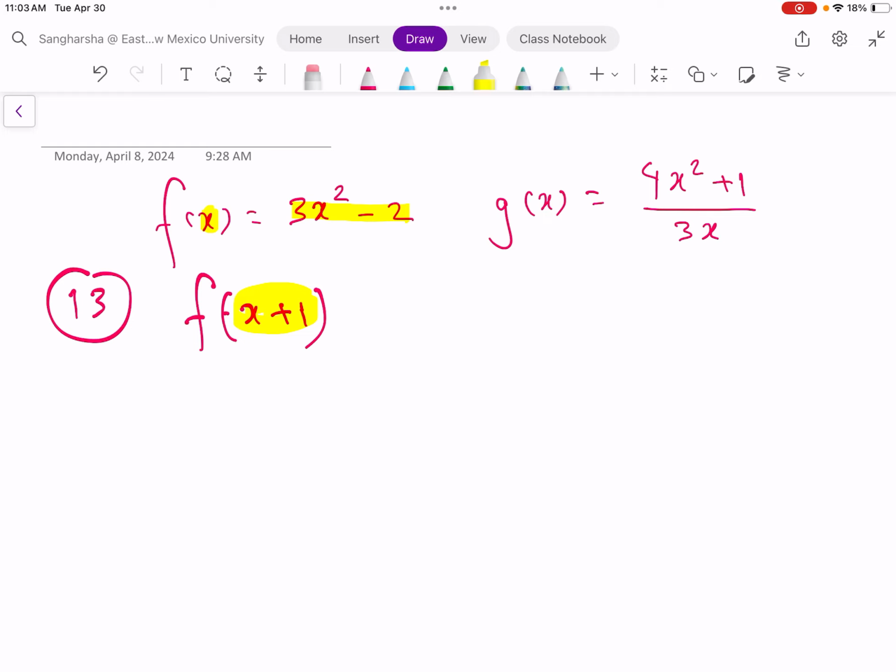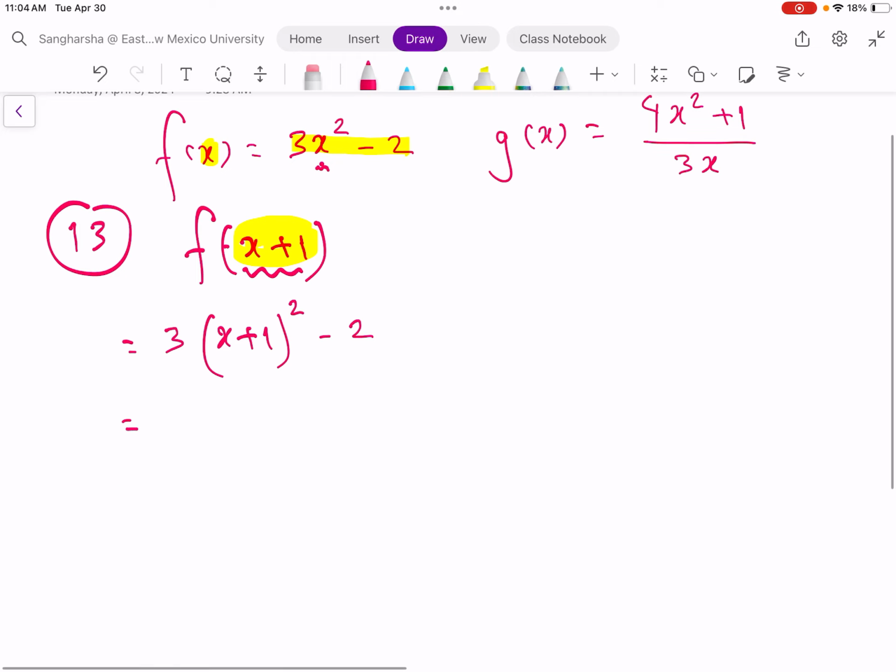So you're going to substitute x plus 1 for every x in the f function. We have 3, and for x, we substitute x plus 1, squared, minus 2. Now let's simplify. We have 3 times x plus 1 squared, which is the same as x plus 1 times x plus 1, minus 2.